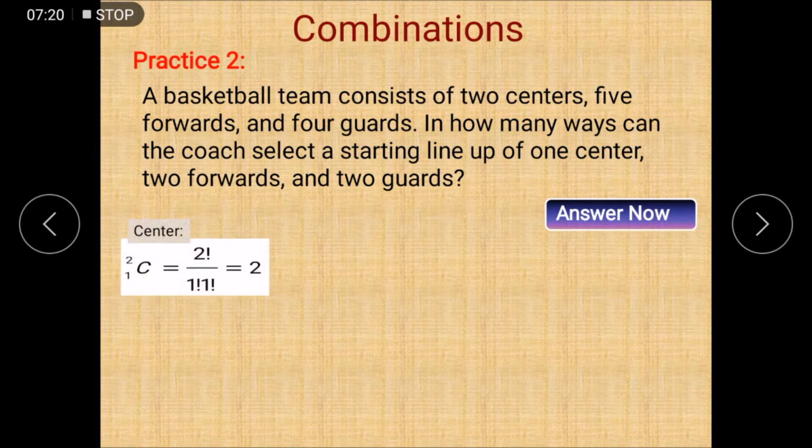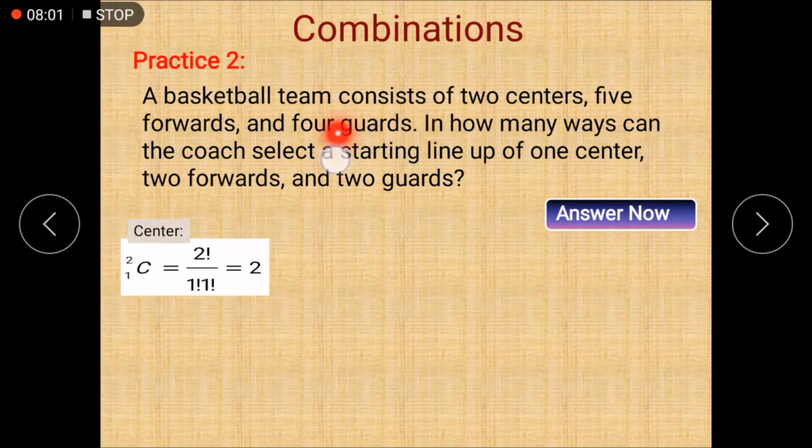For the center you have 2 people, and I only select 1. Then 5 people in the forward, but I need only 2. You see, because in one game we have only 5 people. Do you know basketball? In basketball you have one team of 5 people, so 1 at the center, 2 forwards, and 2 will be the guards. But in the team they have 2 people trained as a center, 5 people trained as a forward, and 4 people trained as guards.